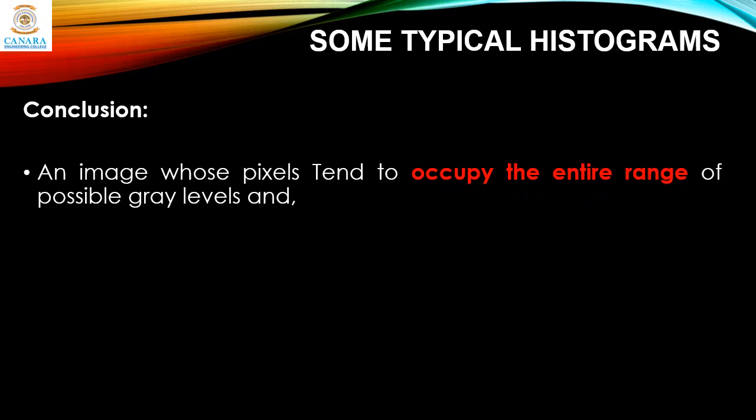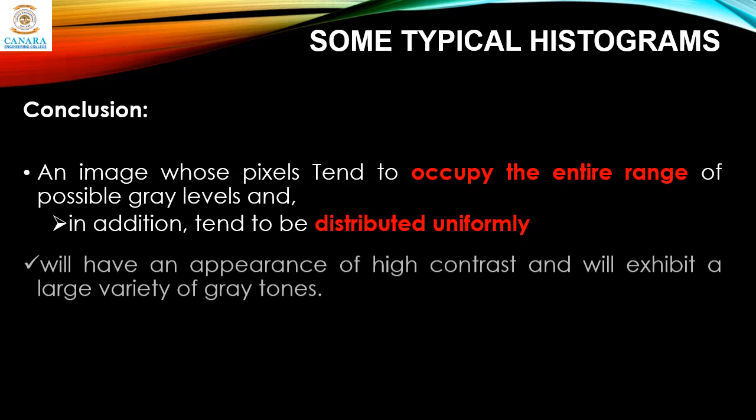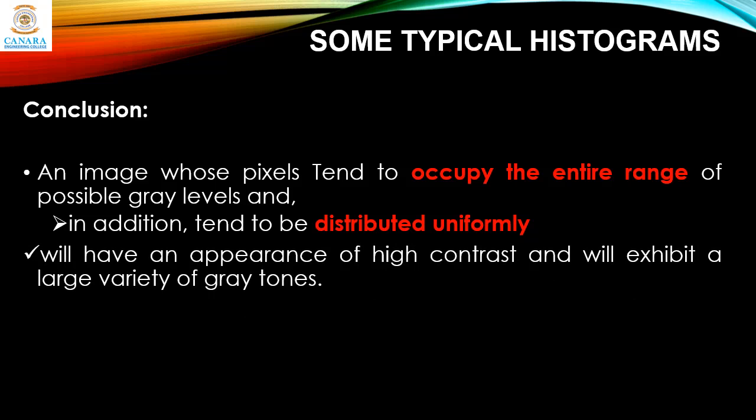The conclusion from the histograms that we have seen so far is that an image whose pixels tend to occupy the entire range of possible gray levels, and in addition tend to be distributed uniformly, will have an appearance of high contrast and will exhibit a large variety of gray tones. And this is what we want. An appearance of high contrast and a large variety of gray tones makes the image look very neat and clear, where you can identify all the objects without much trouble.